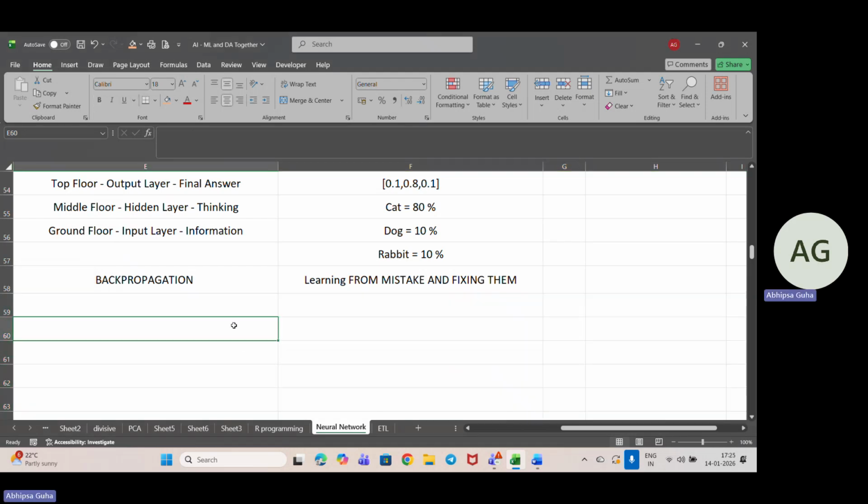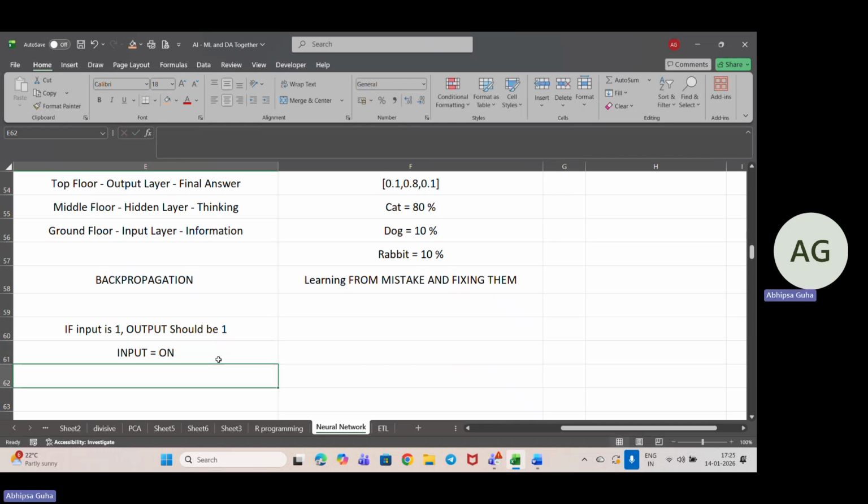Fine. So now, the problem we want to solve here: suppose we want the network to learn certain rules. Suppose the rule is, if my input is 1, then the output should be 1. This is the problem we want to solve. So this is like input equal to on, and my output is coming as yes.